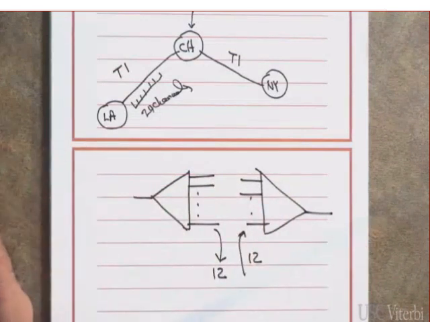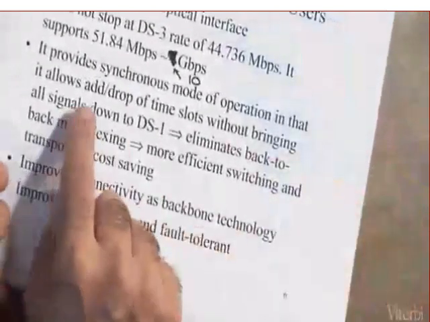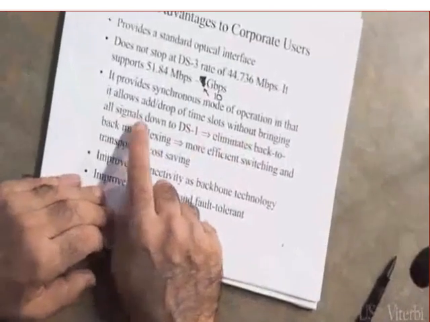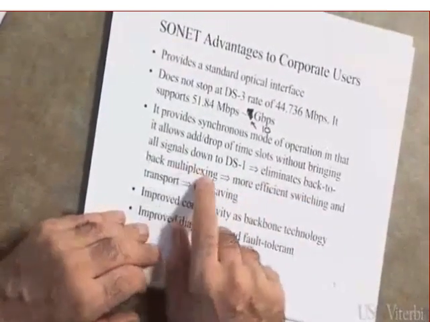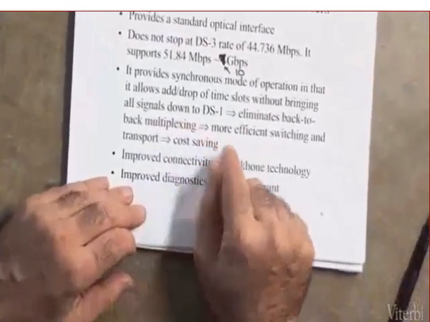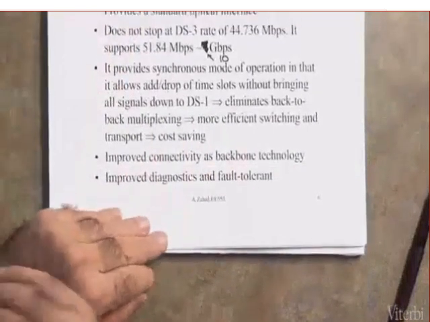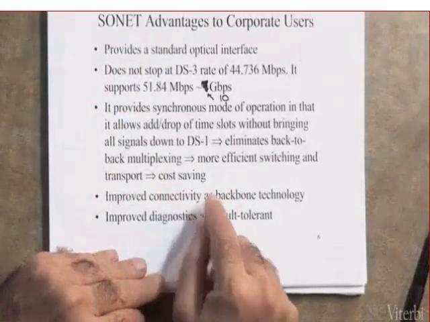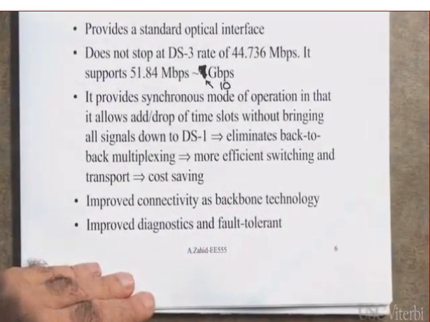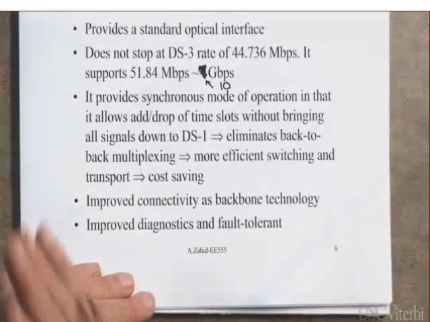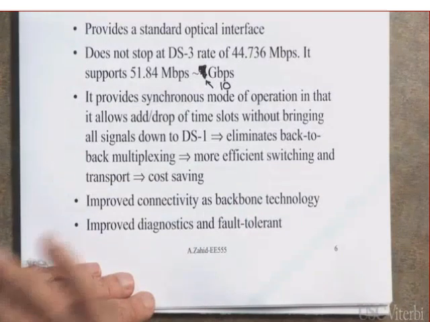SONET, again, allows for the add and drop of time slots without bringing all the signals down to the DS1. So it eliminates the back-to-back multiplexing. It's more efficient switching, transport, cost savings, and so on. So it also improved the connectivity as a backbone technology. Most of the backbone technologies right now are based on SONET. Clear?